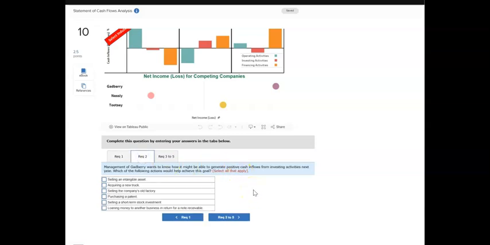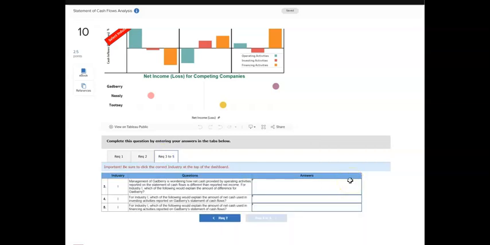And then they ask, how would they be able to generate positive cash inflows from investing activities next year? So which of these choices tell you ways that you would have a positive? Which of these are investing activities that increase cash? Here's a hint: selling the company's old factory, right? You're going to receive cash from that. That's going to be one of your answers.